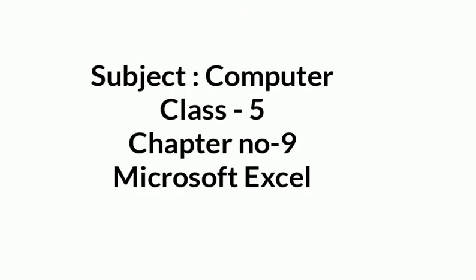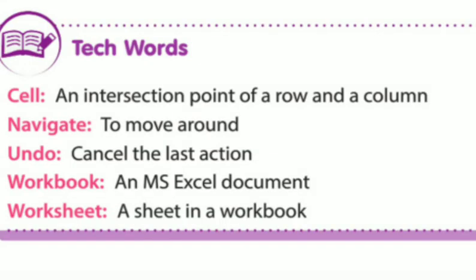Welcome to computer class. Today we are going to start our chapter number 9, Microsoft Excel. Let's start with hard words. Cell. Cell means it is a small rectangular box in your Excel page. Navigation means to move around. Undo means cancel the last action.